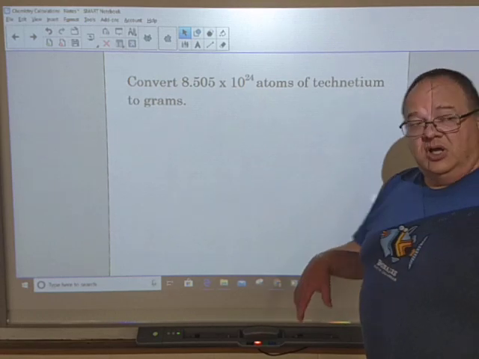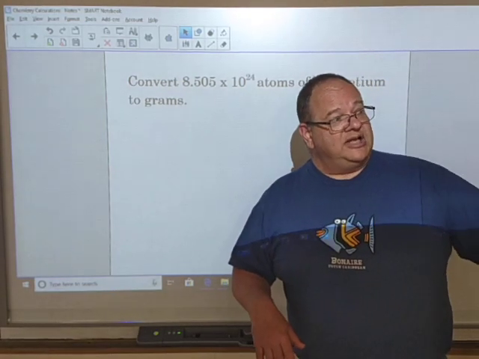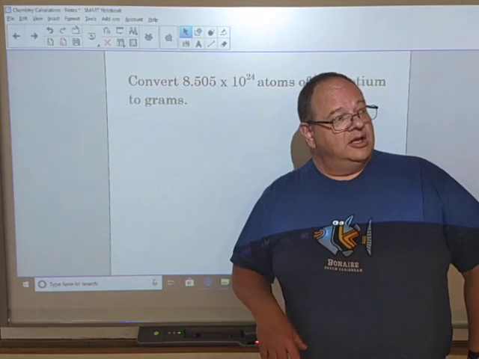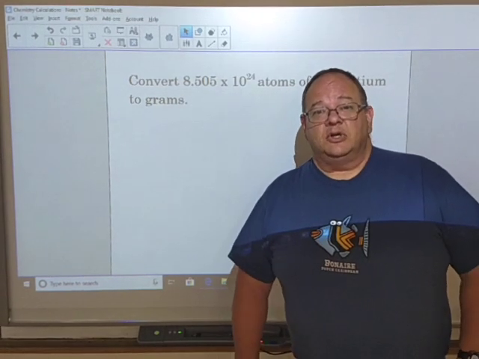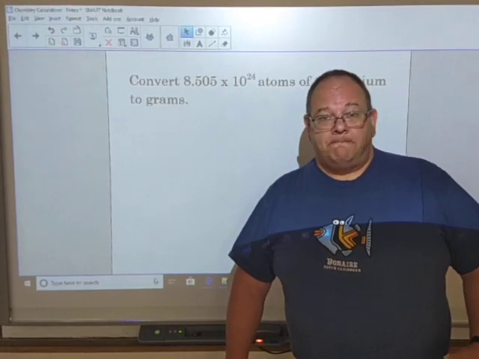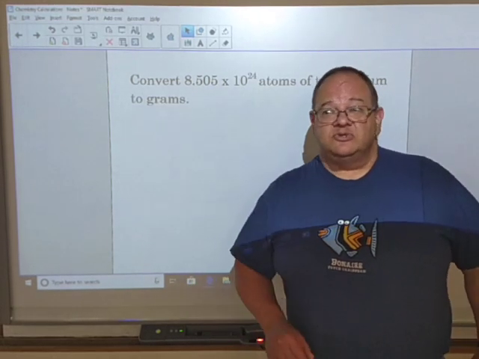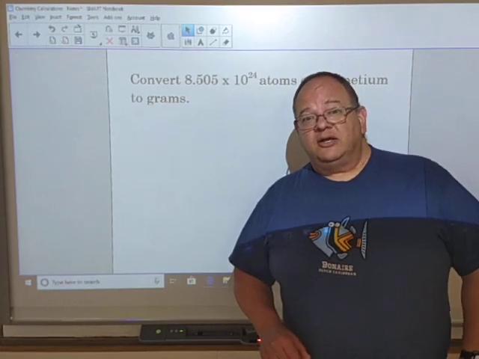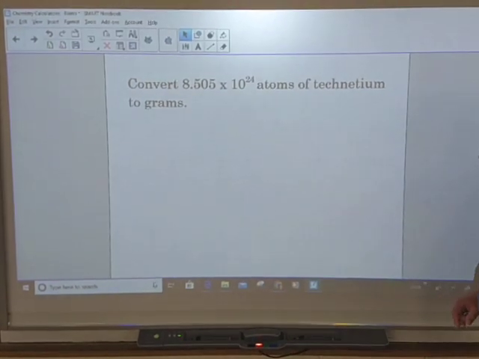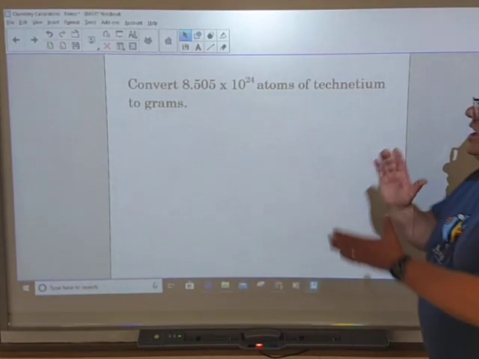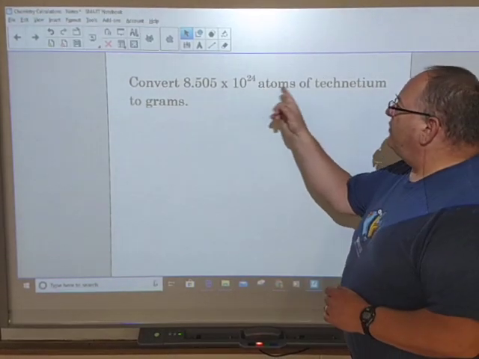Now technetium is an element that on our periodic tables is written in a funny outline because we don't find technetium naturally occurring on Earth. But we've produced it in nuclear reactors in amounts that we can use for practical medical diagnosis. Cool stuff. All right, 8.505 times 10 to the 24th atoms of technetium.